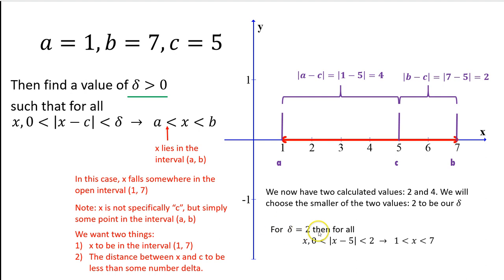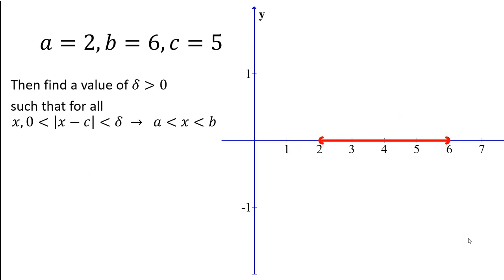So for delta equals 2, then for all x such that 0 is less than |x - 5| is less than 2, so if the distance between x and 5 is less than 2, that guarantees that x falls between 1 and 7. So now, what you should do at this point is pause your video and practice this problem. I will wait 10 seconds and then I will continue.